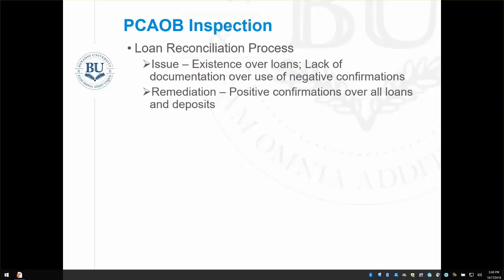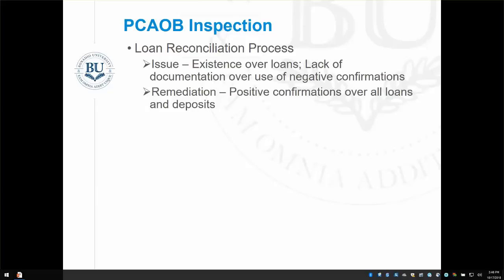So on a go-forward basis, and again, more of this will be talked about at the Financial Institutions Conference in November, or depending on when you listen to this, has been discussed at that conference. The positive confirmations will be used for all loans and deposits on a go-forward basis.